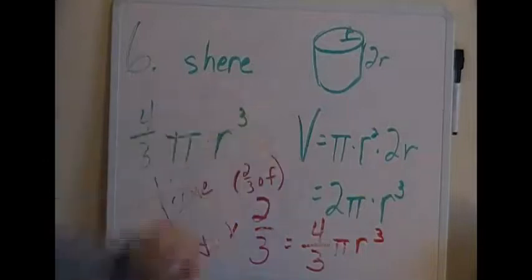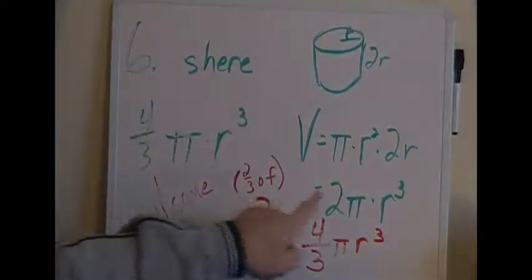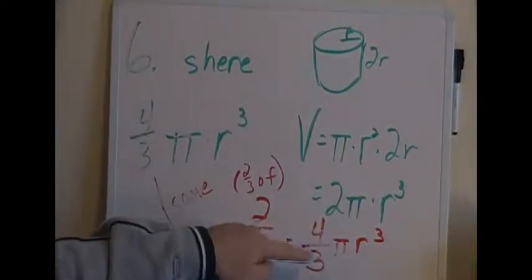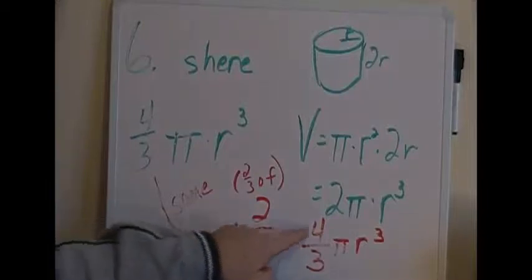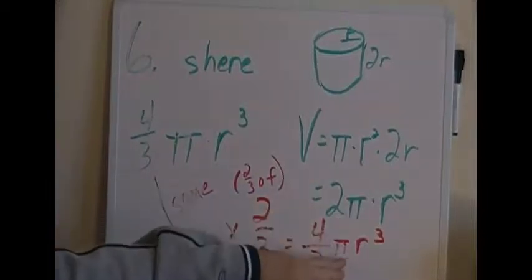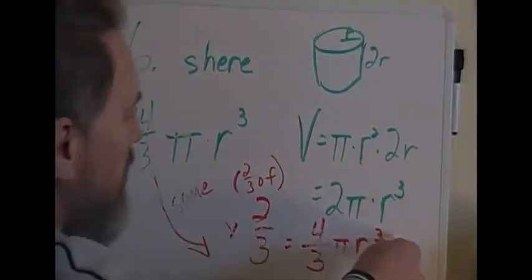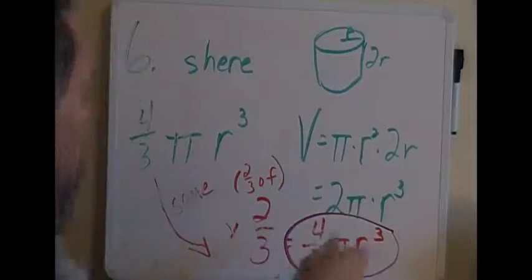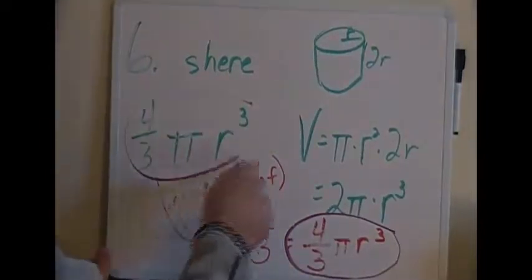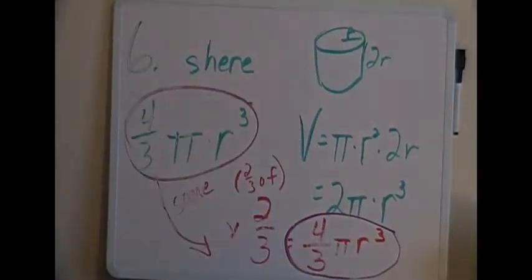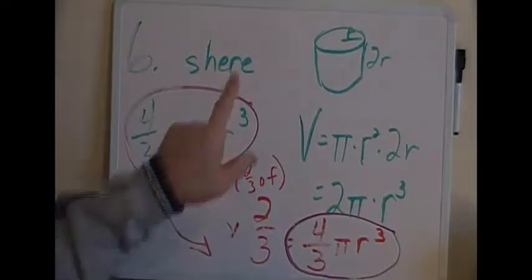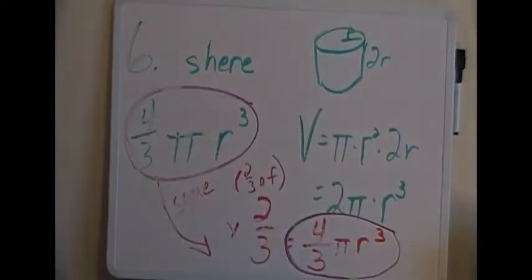So if I multiply that by 2/3, it would be 2 times 2 is 4/3. So that's where the 4/3 came from here. And then I still am multiplying by pi. I'm still multiplying by r cubed. So what we're comparing here, as they're asking you, is this the same as this? And indeed the answer is yes. It would be the same if we had a sphere and we had 2/3 of the volume of a corresponding cylinder.